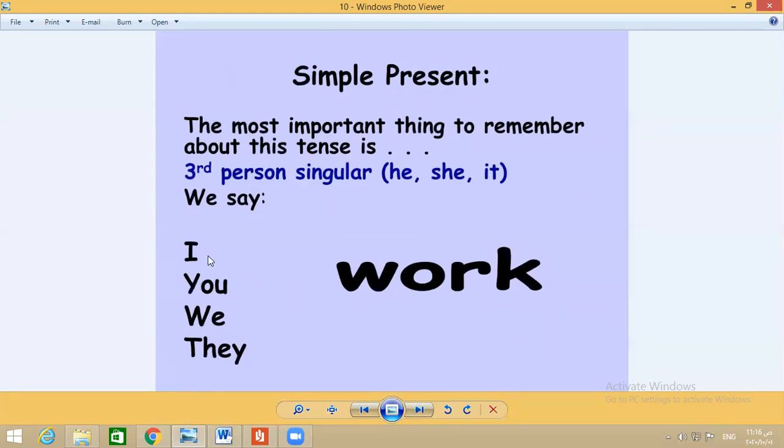So let's start when I have personal pronouns as I, you, we, and they, or any plural subject like the children, the classes, the students. My verb is work. So the verb has nothing at the end, has no extra letters at the end. So I work every day, you work every day, we work every day, they work every day.